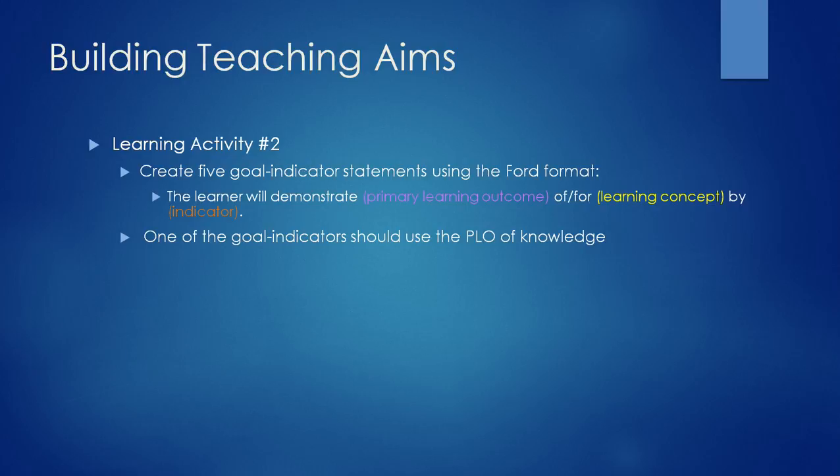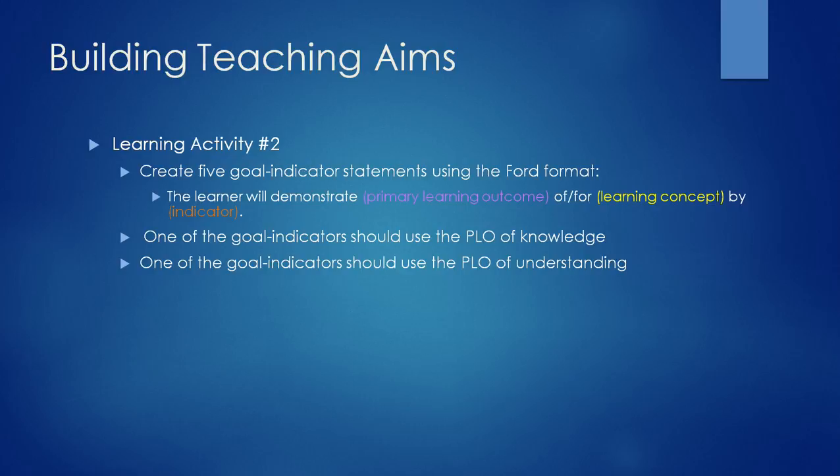So the learner will demonstrate knowledge of blank, and make sure that whatever that concept is, it's something that they don't have to understand, but they just have to know, be able to recall and remember. Okay, and then make sure that the indicator is a test for their ability to recall or remember whatever that content is. The second one of the goal indicators should use the primary learning outcome of understanding. This is now going more into comprehension. How are they going to understand that thing?